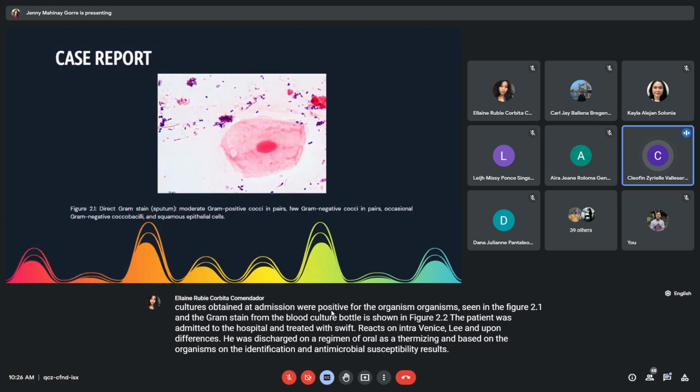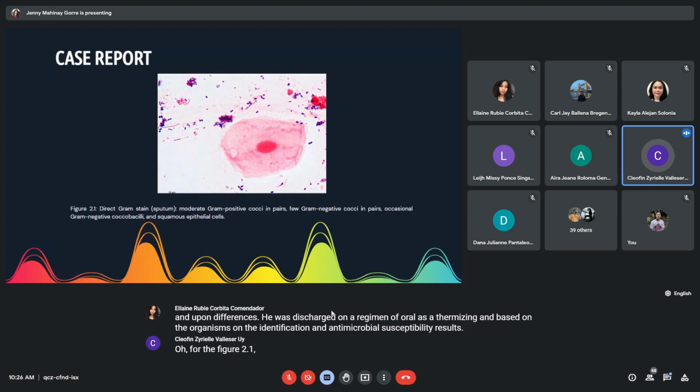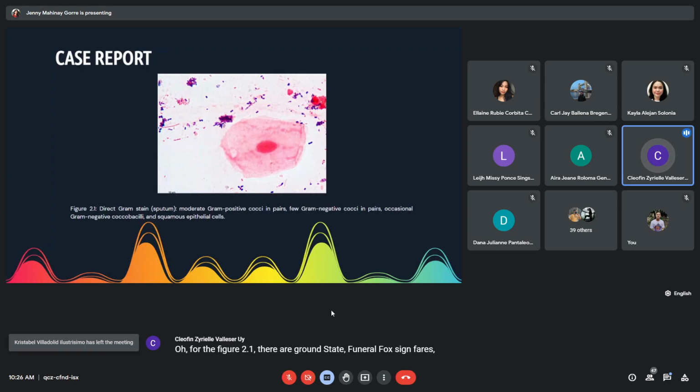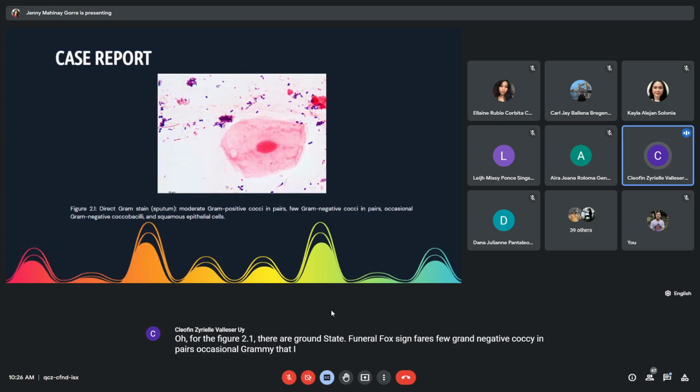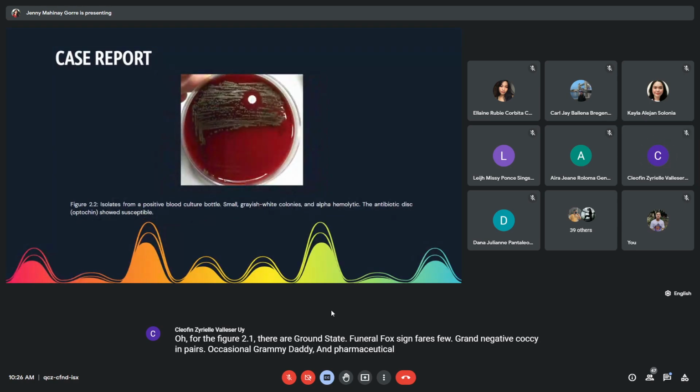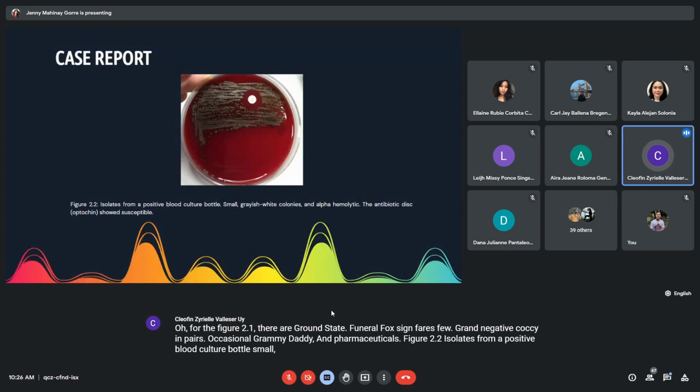For figure 2.1, direct gram-stained sputum: moderate gram-positive cocci in pairs, few gram-negative cocci in pairs, occasional gram-negative coccobacilli, and squamous epithelial cells. Figure 2.2, isolates from a positive blood culture bottle: small grayish-white colonies and alpha hemolytic. The antibiotic disk optochin showed susceptible.